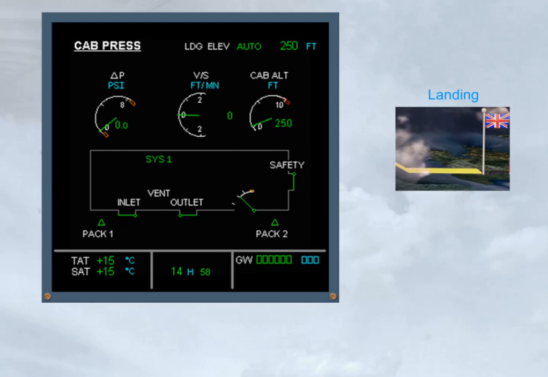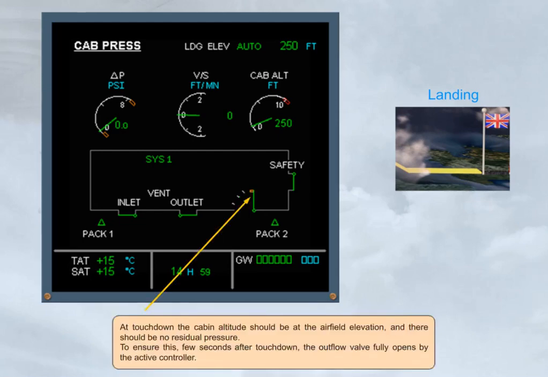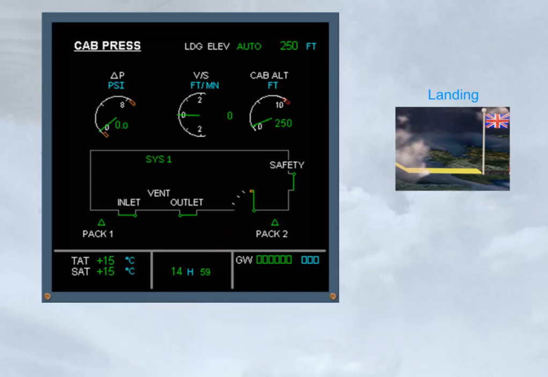At touchdown, the cabin altitude should be at the airfield elevation, and there should be no residual pressure. To ensure this, a few seconds after touchdown, the outflow valve is fully opened by the active controller. A few seconds after the outflow valve is fully open, an automatic changeover of the system controllers occurs in preparation for the next flight. This happens so that both systems are used equally.